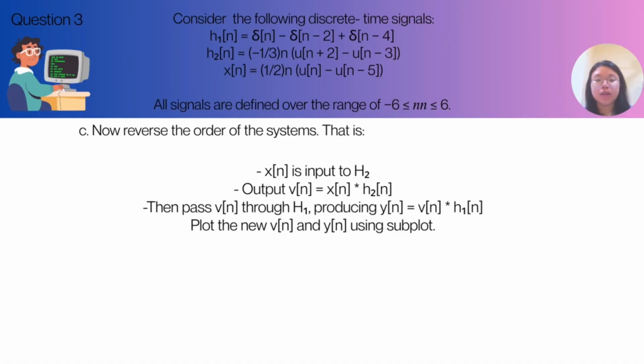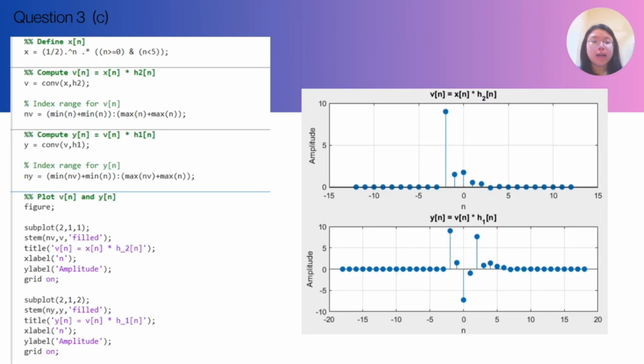C. Now reverse the order of the system, that is, x[n] is input to h2, output v[n] equals x[n] times h2[n], then pass v[n] through h1, producing y[n] equals v[n] times h1[n]. Plot the new v[n] and y[n] using subplot. Now we reverse the order.